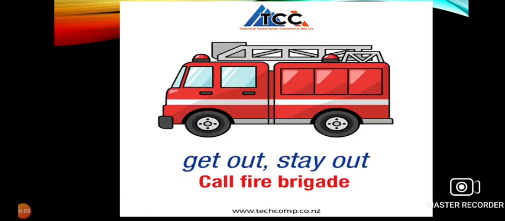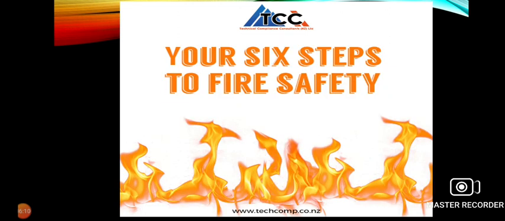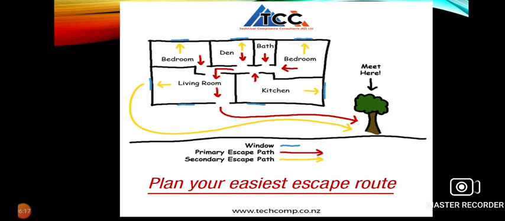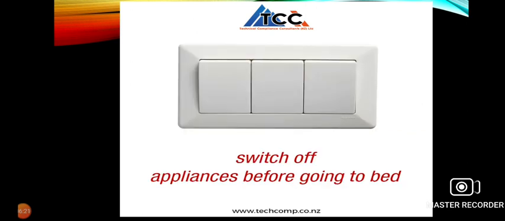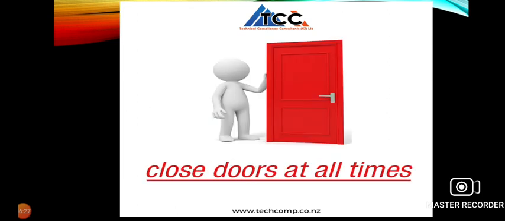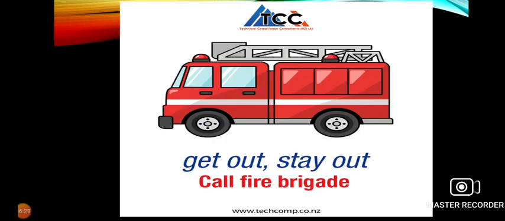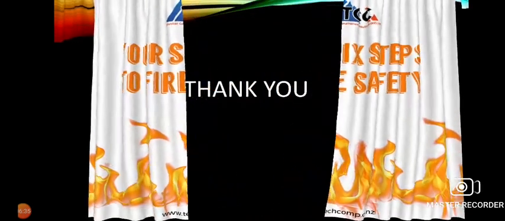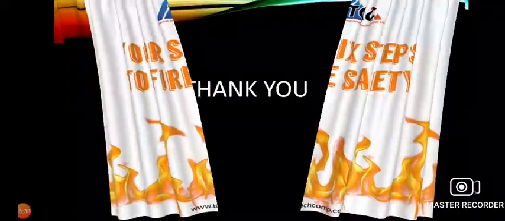These things are there, you have to implement them very judiciously. Again, we are repeating the steps: smoke alarm and test regularly, plan your easiest escape routes, switch off your appliances before going to bed, never leave cooking unattended, close doors at all times, and get out, stay out, call the fire brigade. If you implement these things in your daily life, your life will become easier.